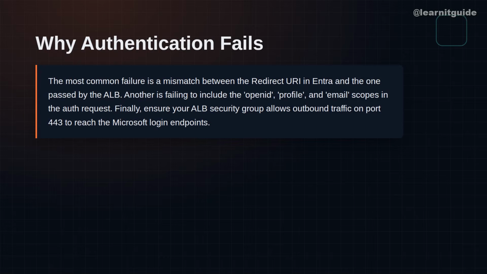So why do these integrations break in production? It almost always comes down to 3 things. First, the redirect URI mismatch I mentioned earlier. Second, the missing scopes. If you do not request profile information, the ALB cannot construct the user session properly. Third, networking. If your ALB is in a private subnet without a NAT gateway, it literally cannot talk to Microsoft to validate the token, causing a silent hang during the login process.